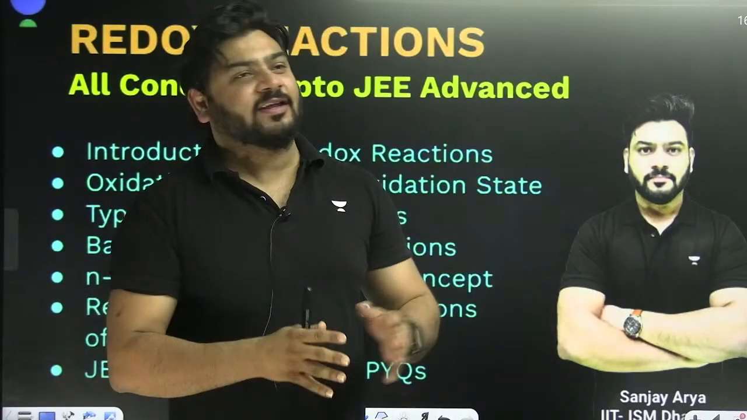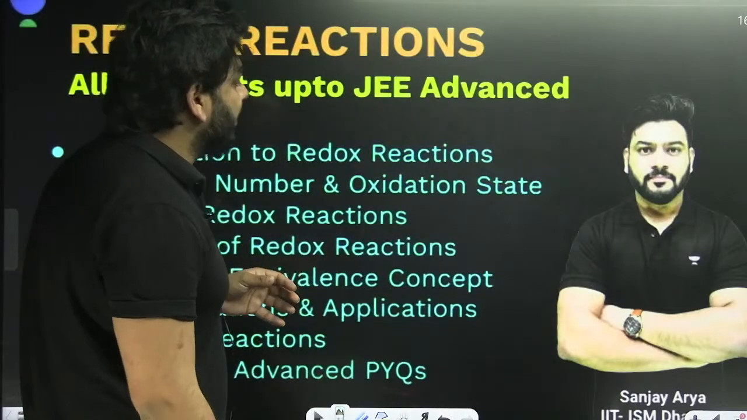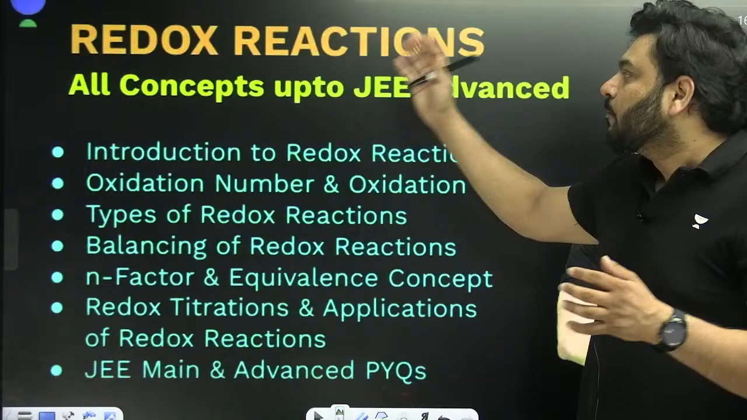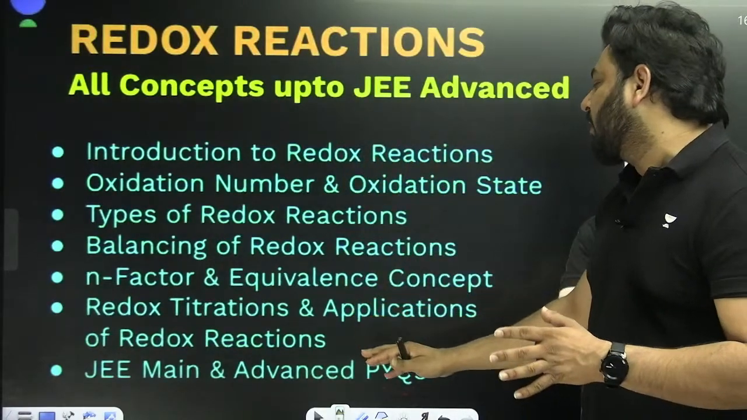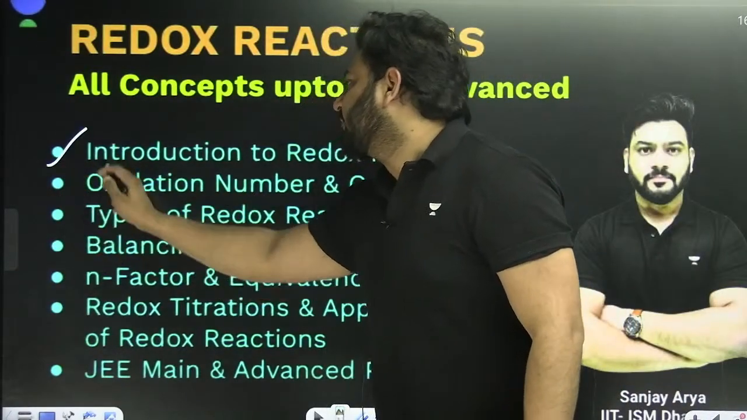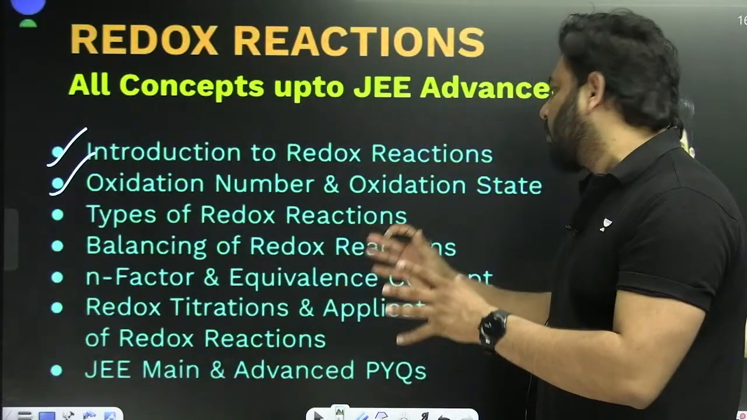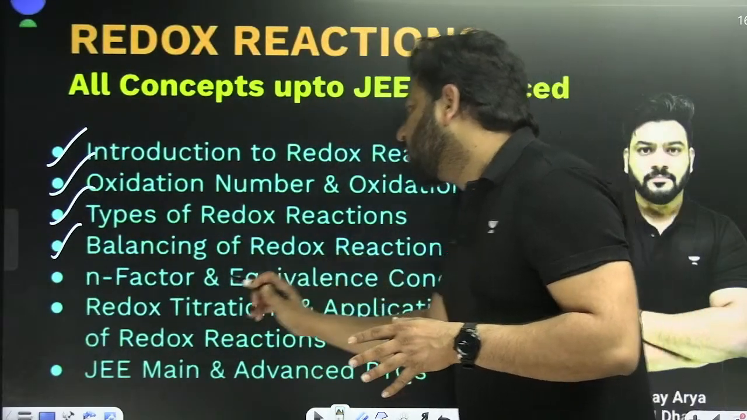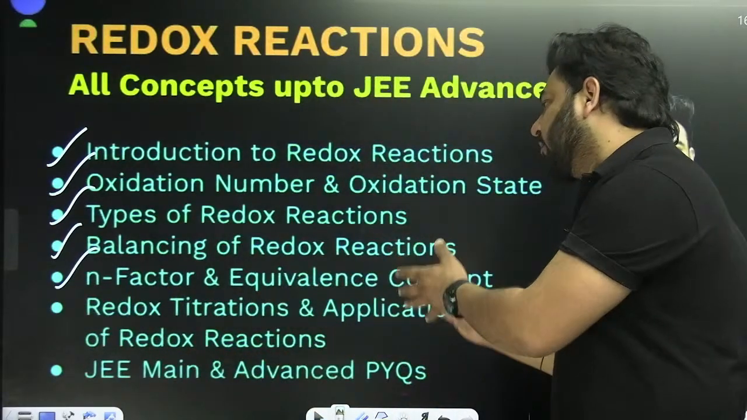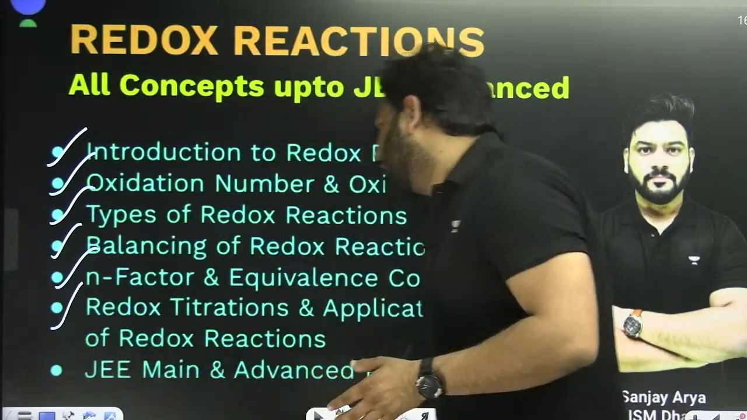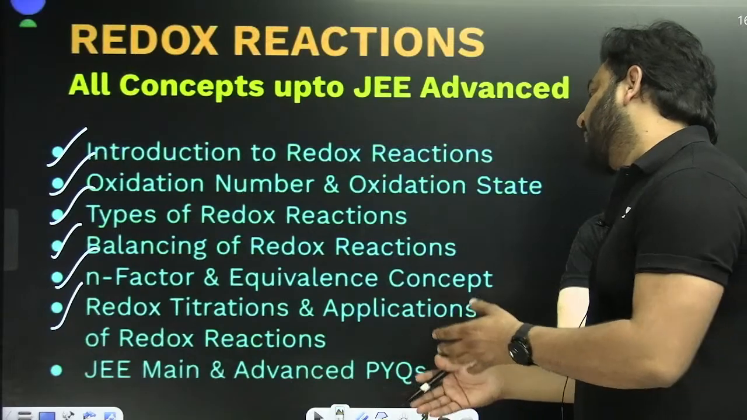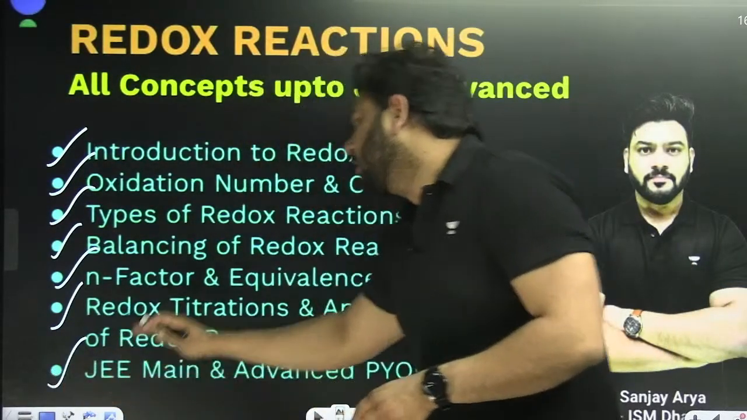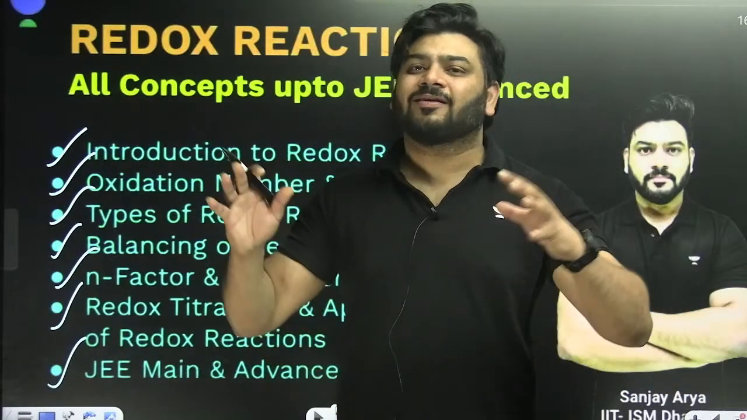Our third chapter is redox reactions, and here is the sequence of the complete chapter that we are going to cover topic wise. Introduction to redox, then the concept of oxidation number and oxidation state, types of redox reactions, balancing of redox reactions. We'll go to N factor calculation and the equivalent concept, redox reactions and titrations, and also some applications of redox reaction as in electrochemistry. And lastly, we'll do some JEE Main and Advanced PYQs inside this lecture.